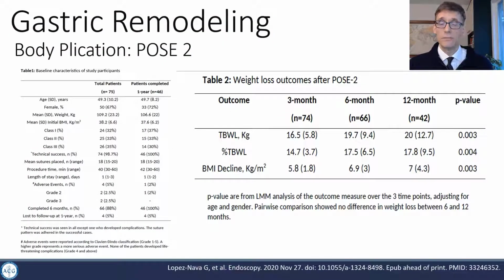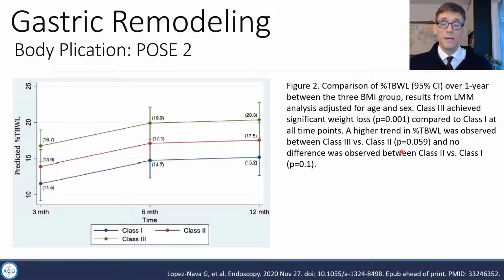Here's another study from Spain looking at this distal POSE pattern, and they included 75 patients and had nearly an 18% total weight loss at 12 months. Interestingly, they also found that the higher the initial BMI was, the more total weight loss there was, ranging from 15.2 to 20.3%.